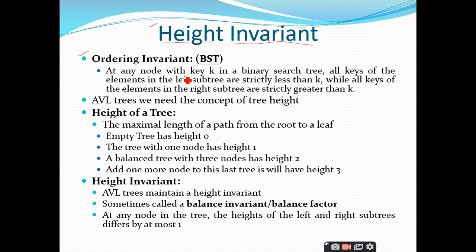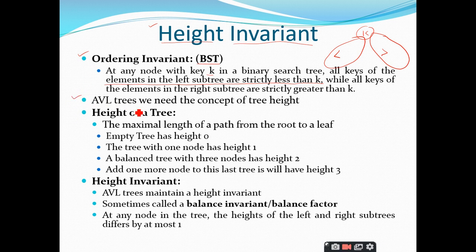At any node with key k in a binary search tree, all keys of the elements in the left subtree are strictly less than k. You take the root node as k. What happens to all the elements on the left-hand side? They are less than the key. Similarly, all the elements on the right-hand side are greater than the key k. So this is nothing but the ordering invariant, or ordering property, as we can also say.